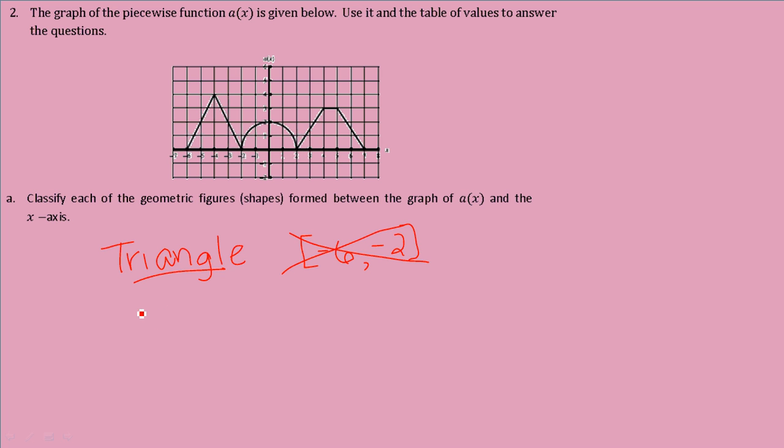The second shape from -2 to 2 is not a circle. And I know a lot of you guys wrote circle. It's not a circle. It's a semicircle. Circles go all the way around. Semicircles are only half. If you wrote half circle, I'll take that. That's okay. Even though technically a half circle is not a shape, but that's okay. All right? But not circle. Circle's wrong. From 2 until 7, we have a trapezoid.